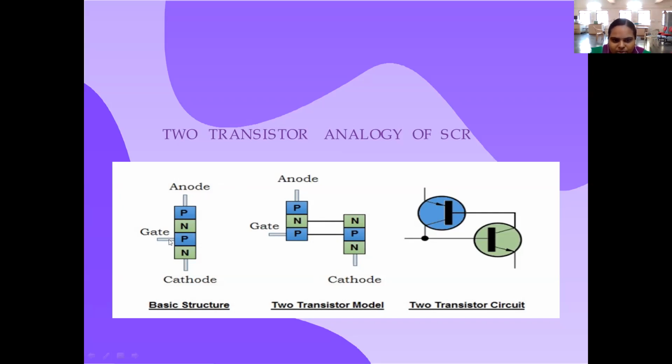Here the gate is going to be applied. Observe here, the gate is applied at the P and P, the same terminal. It is the same construction in terms of your circuit. That is, a two transistor circuit is nothing but our SCR. This is the construction: the two transistors are combined and given as an SCR.